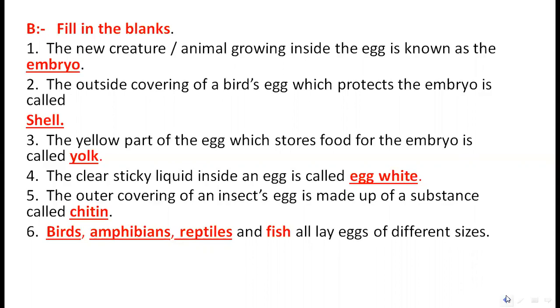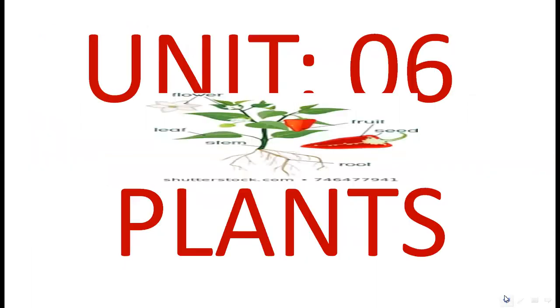So let's start the second chapter. Unit number 6, plants. So come on page number 30. Plants are important. All of you know that we all need plants. They play an important role in our environment. All living things in the world directly or indirectly depend on plants for their food. Plants are the most important part of the food chain. They not only provide us with food but also help us in our daily life.